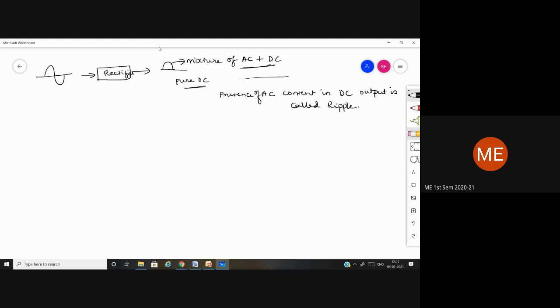Next, we derive an equation for ripple. In short, the presence of an AC content or AC component in DC output is known as ripple. See, these are all ripple. Someone will ask you, show me the ripple. This is a ripple, because I was expecting a straight line, and I'm getting this kind of thing. So it is a ripple.